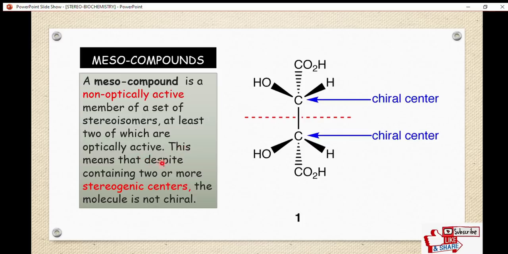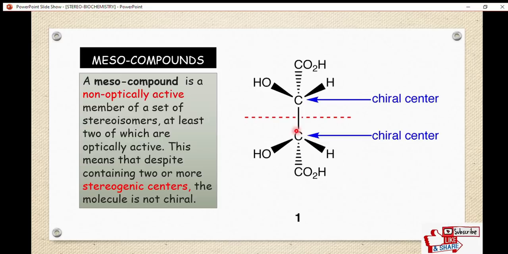This means that despite containing two or more stereogenic centers, or chiral centers, the molecule is not chiral. A stereogenic center is the same as a chiral center, so don't be confused. So a meso compound contains at least two chiral centers and is not optically active, because it has a plane of symmetry.